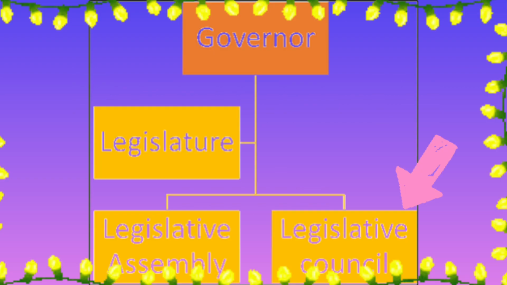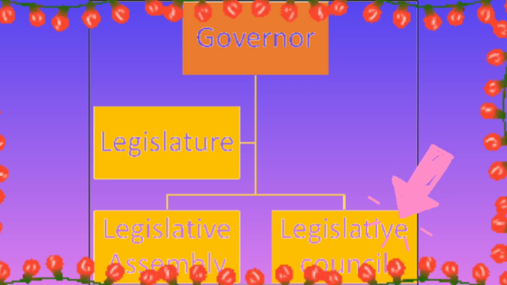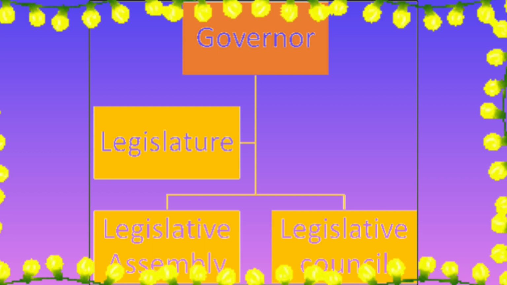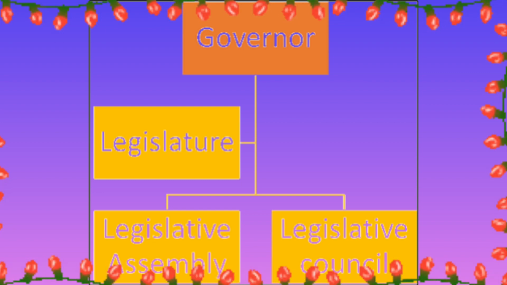The Legislative Council is the permanent house of the state legislature, just as we have the Rajya Sabha, which is the permanent house of the parliament. In the Legislative Council, every 2 years, one-third of its members retire by rotation and new members are inducted. The State Legislative Council cannot be dissolved by the Governor.